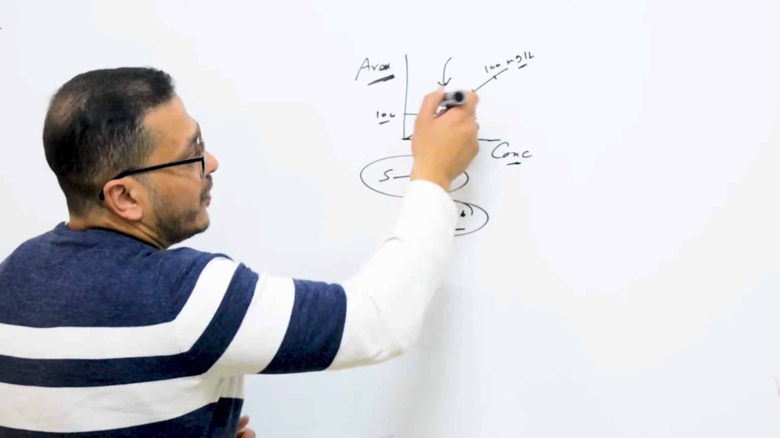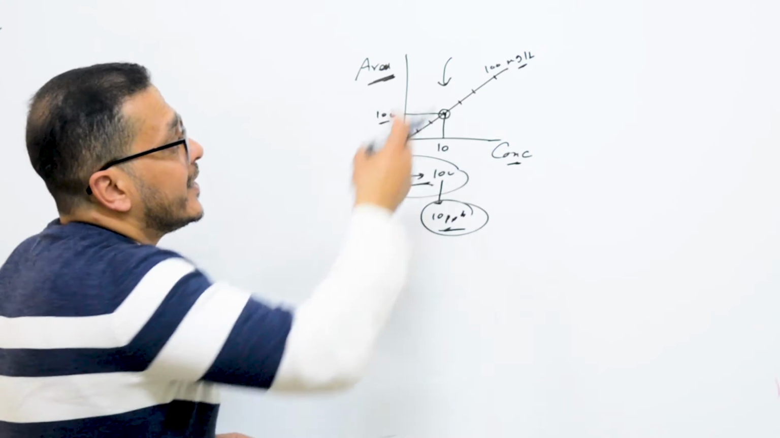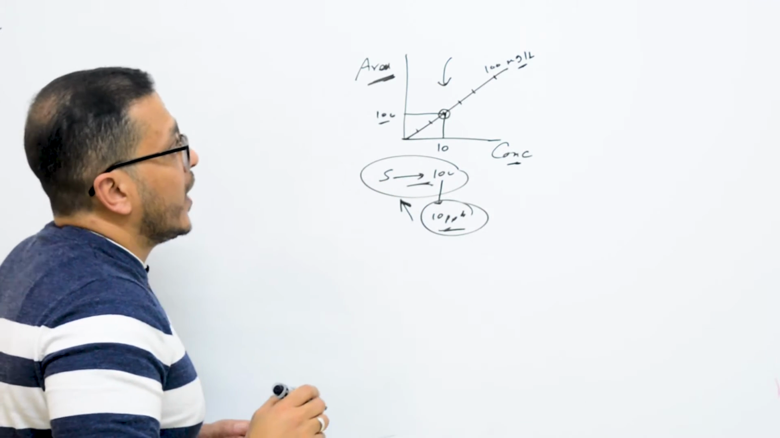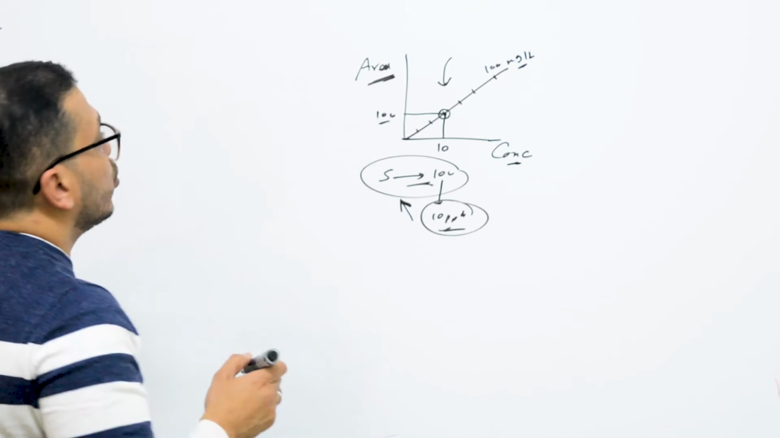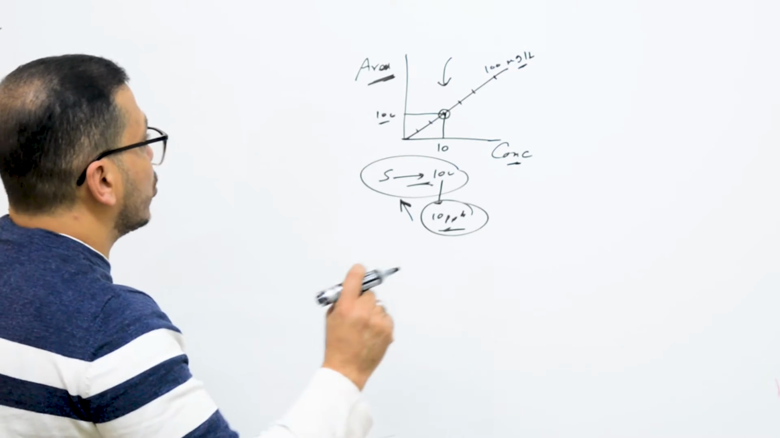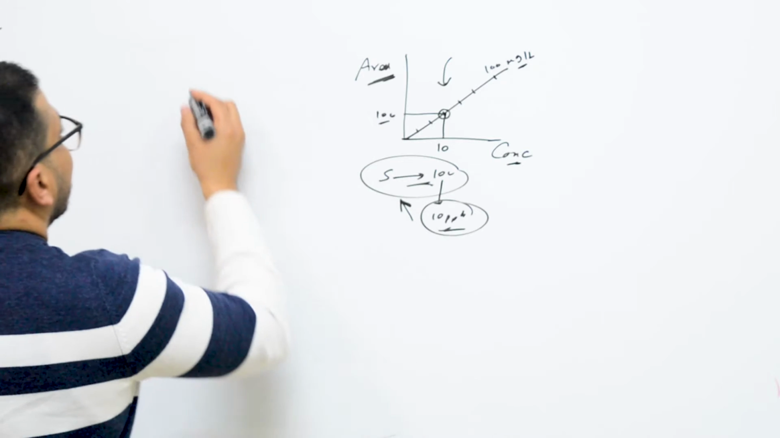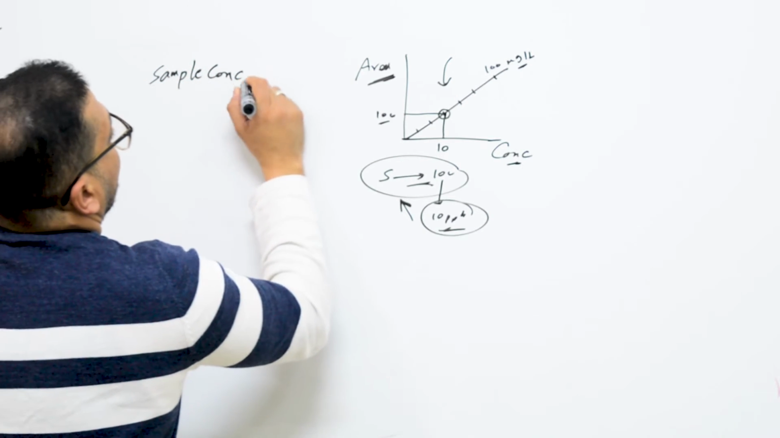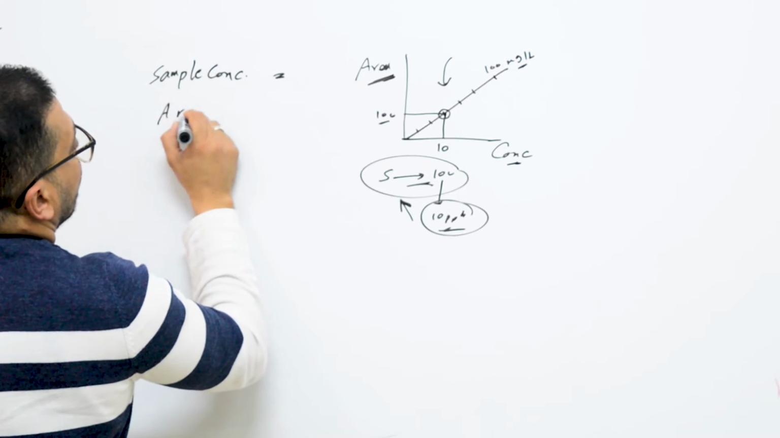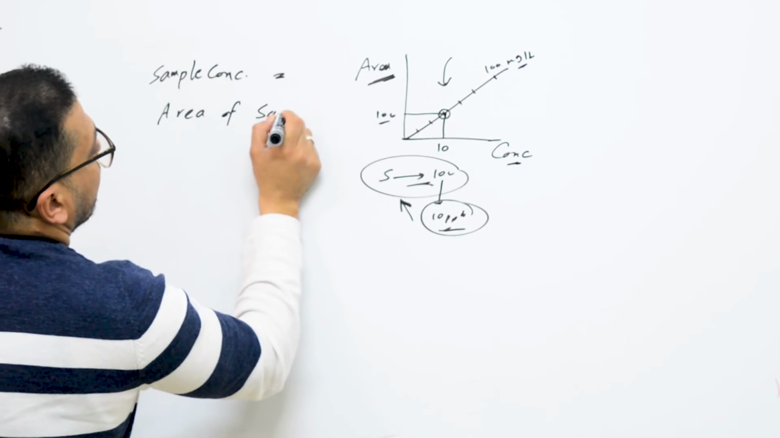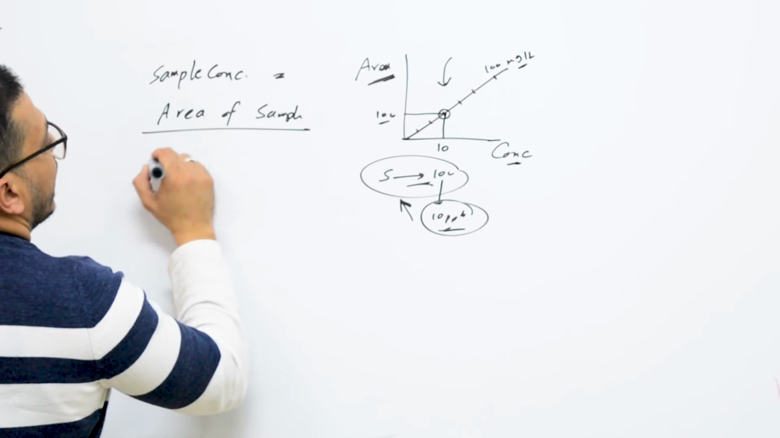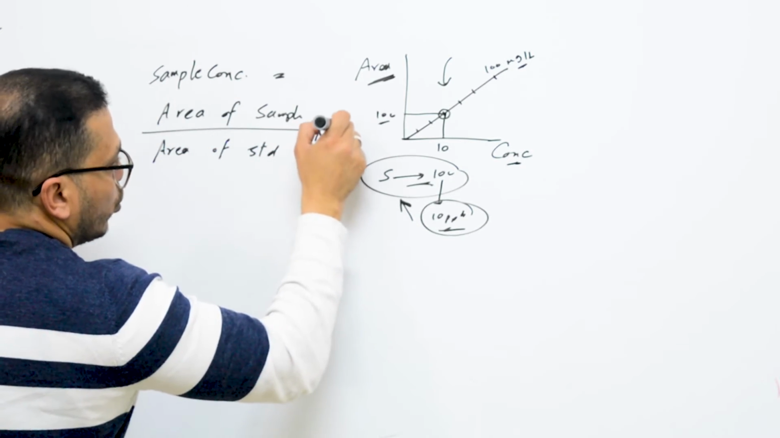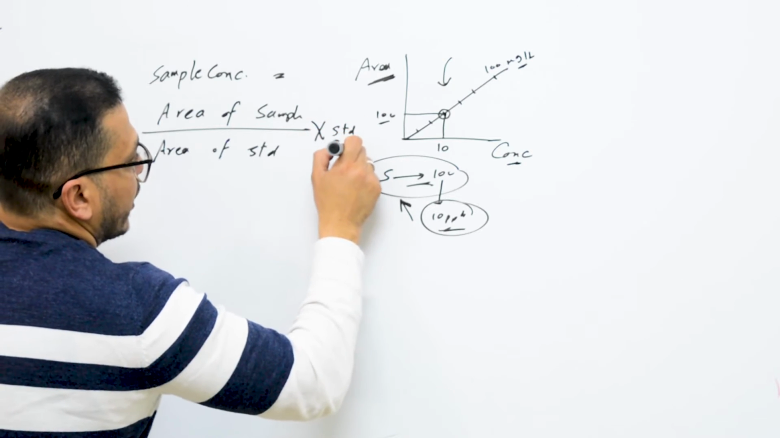But if the concentration of the standard is lower than normal, the sample concentration will also change. The equation used by the instrument for quantification of sample concentration or target analytes in the sample is: sample concentration equals area of sample divided by area of standard, multiplied by standard concentration.